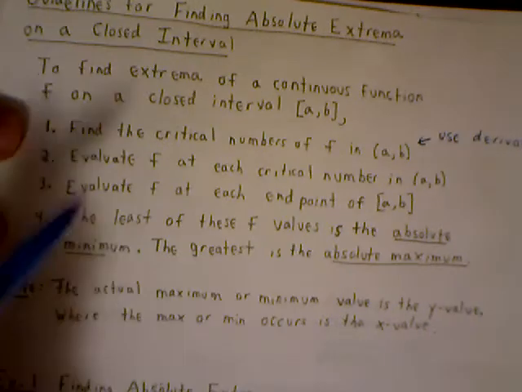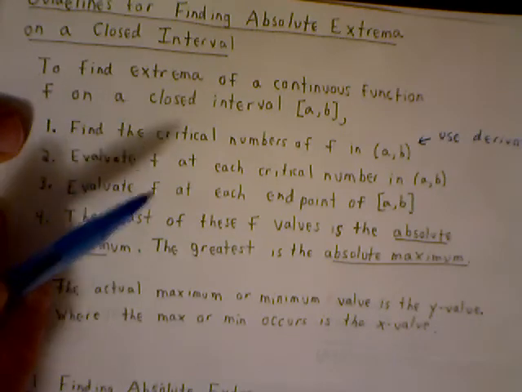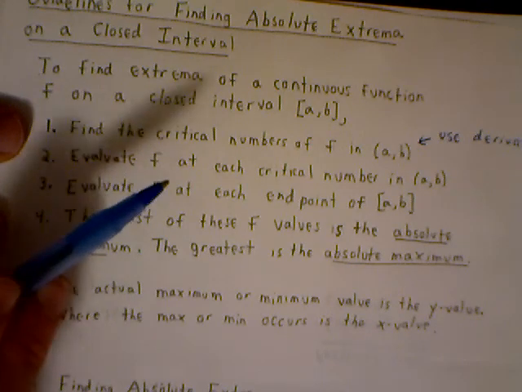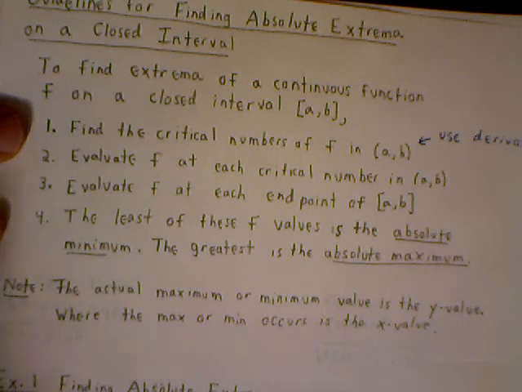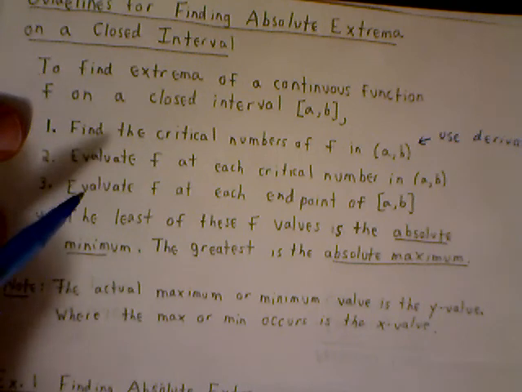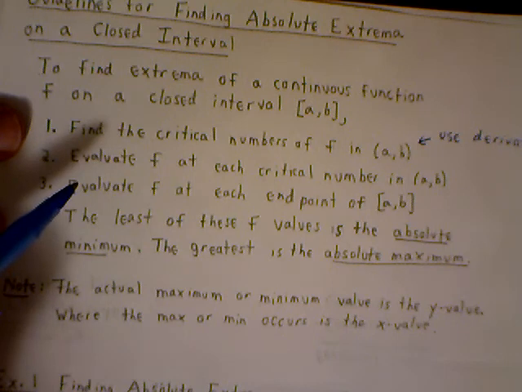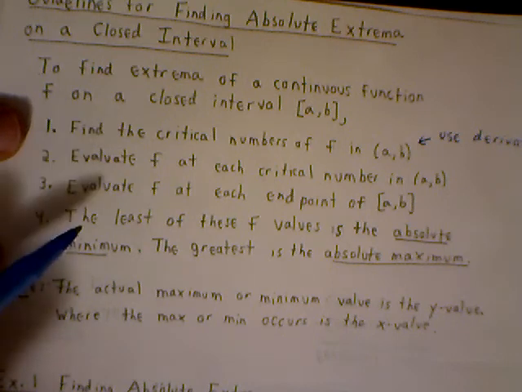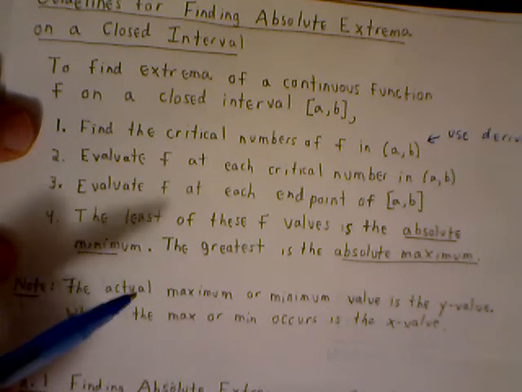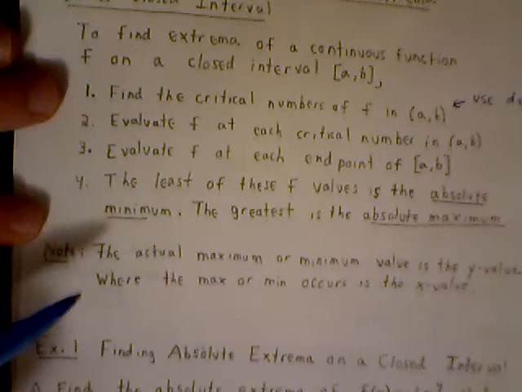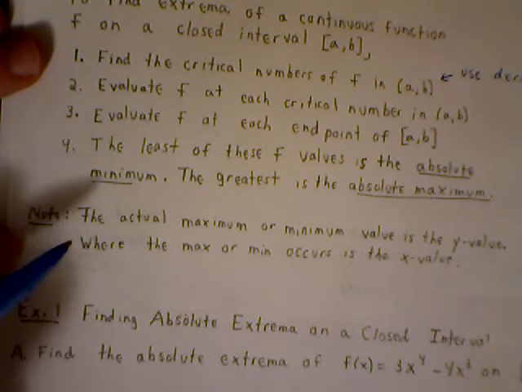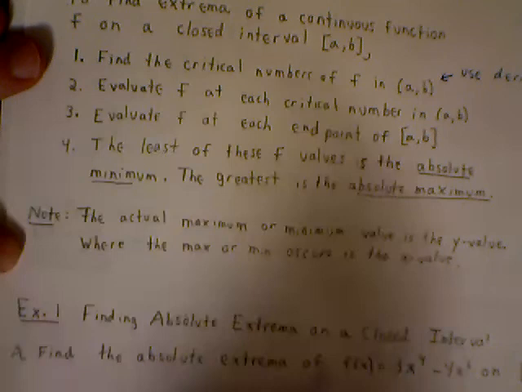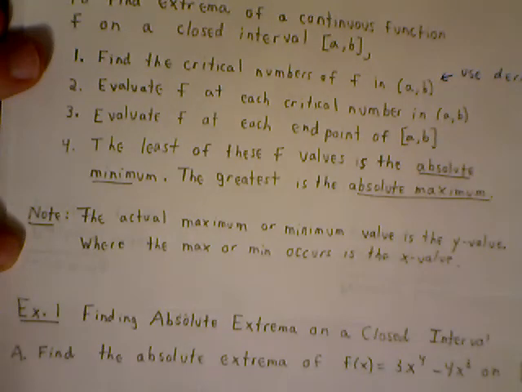After that, you're going to evaluate the original function f at each critical number. Then, because it's a closed interval, we also have to check the endpoints. The least of these values is the absolute minimum. The greatest is going to be the absolute maximum. Make yourself a note: the actual maximum or minimum value is the y value. So we're looking for what are my final y values. Where the max or min occurs is the x value, or those are our critical values. All right, so first example.